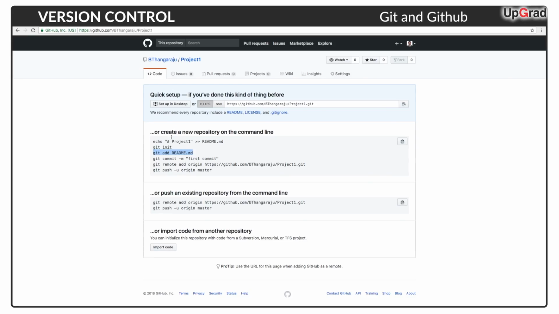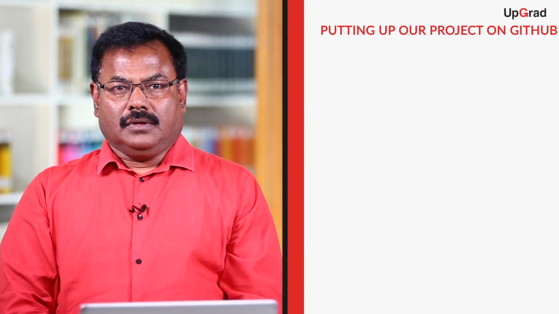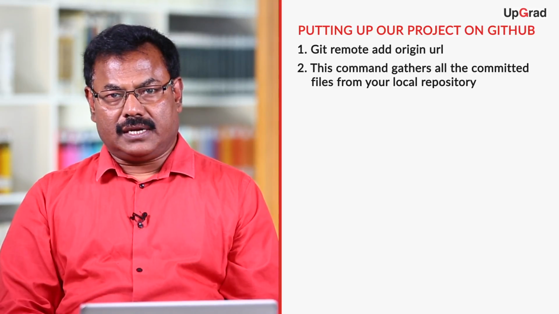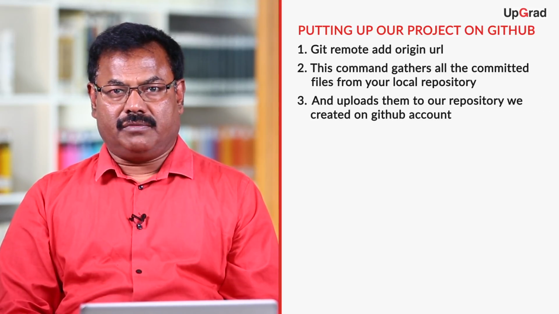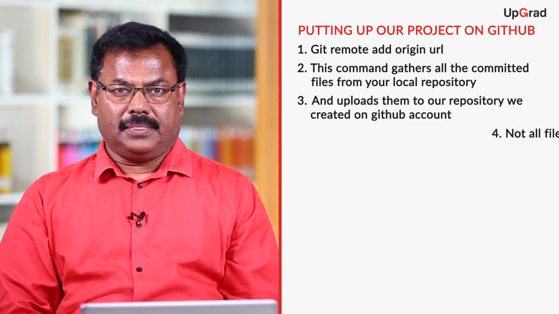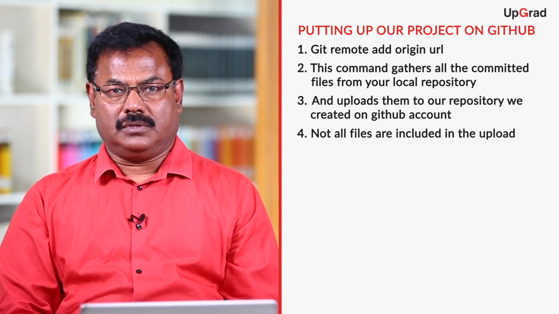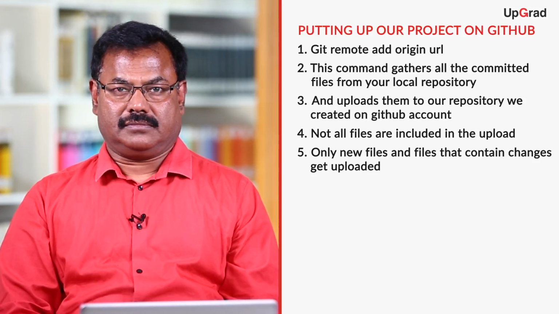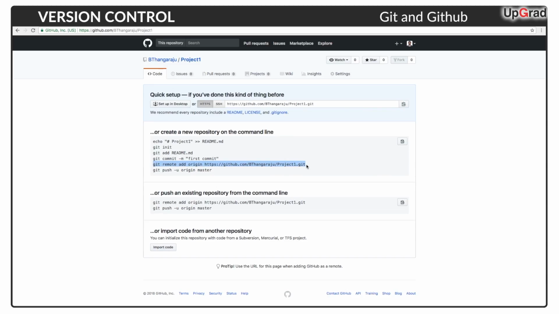We have to execute the command git remote add origin and give the website address. This command gathers all the committed files from your local repository and uploads them to the repository we created on our GitHub account. Keep in mind that not all files are included in the upload, only new files and files that contain changes get uploaded. Then the git push -u origin master command, which you can see as the last command on the GitHub page.